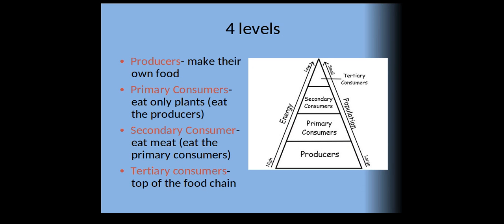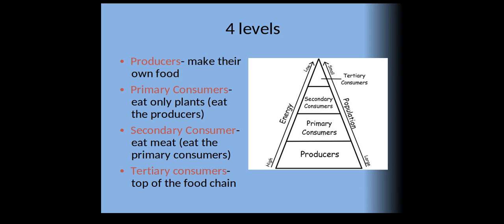Now, these pyramids usually have 4 levels. The bottom level, the very first level, are those organisms that are at the beginning of the food chain. They're the producers, like a plant, or grass, or a tree. Remember that producers are the ones that make their own food.